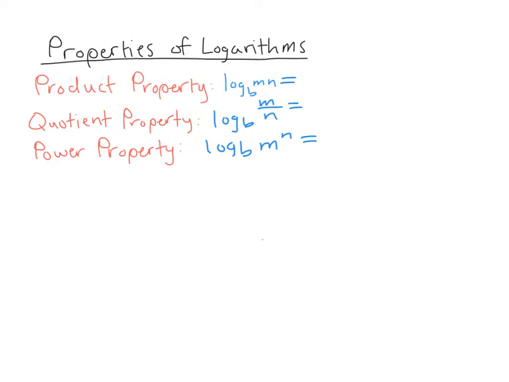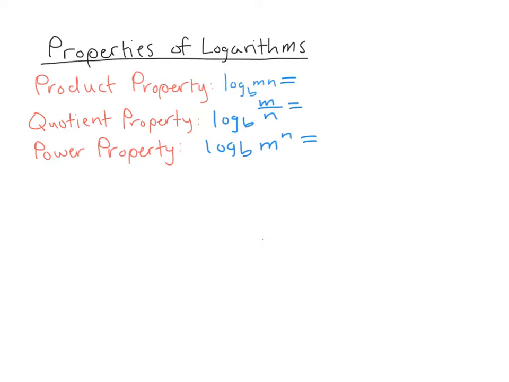So the three big properties of logarithms that we need to know for this section are the product property, the quotient property, and the power property. Now you'll notice I already have them written here, so that way you guys can start writing them down. And if you need to, go ahead and pause the video so you can start with me. But let's jump into the product property.